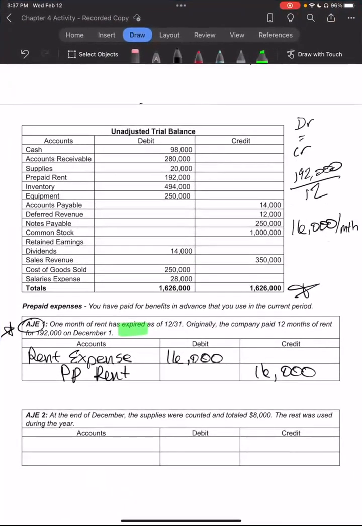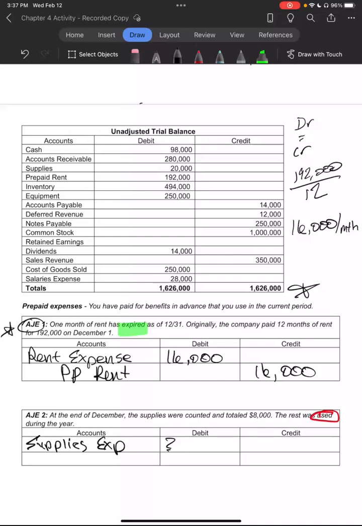All right, so moving on to adjusting entry number 2. So let's say at the end of December, supplies were counted and they totaled $8,000. The rest was used during the year. Again, you notice a couple of things here. It's time to start reading these transactions carefully. Used. When we see used, we know that means we have an expense. That expense in this case is going to be supplies expense. So we know our debit is going to be supplies expense. Okay. We just don't know for how much yet, right? We're going to figure that out.